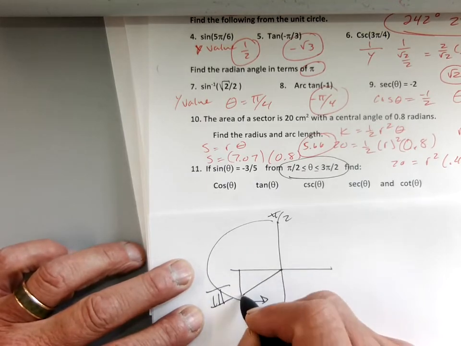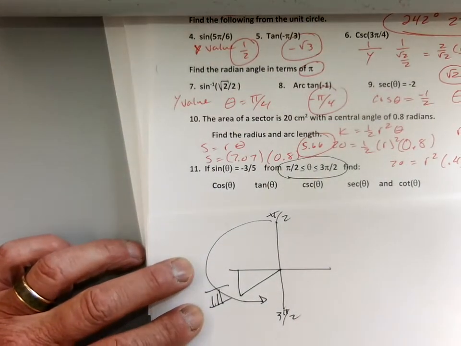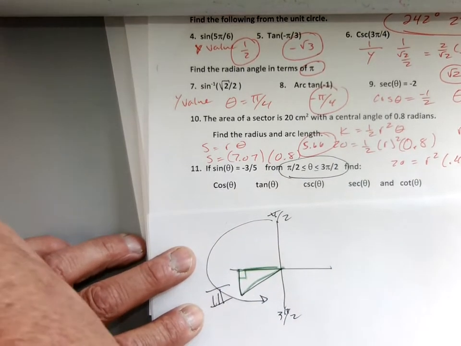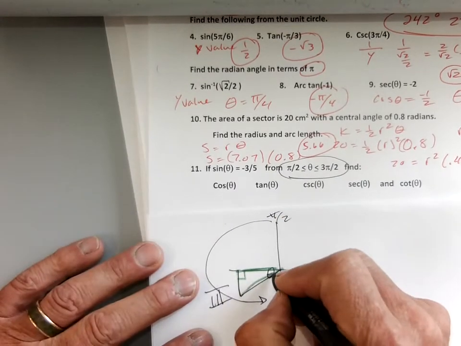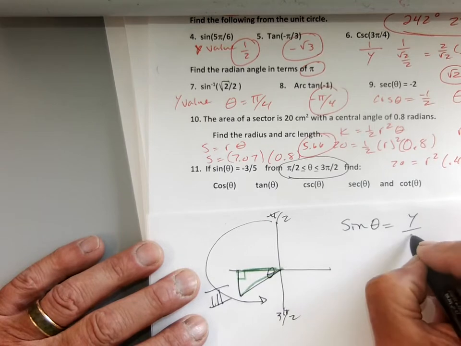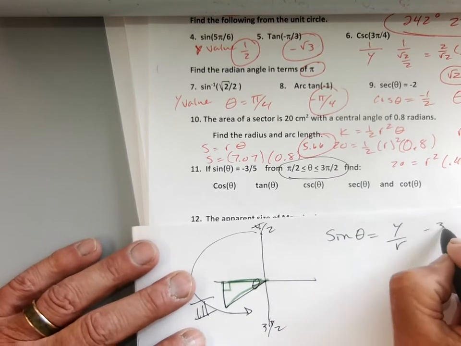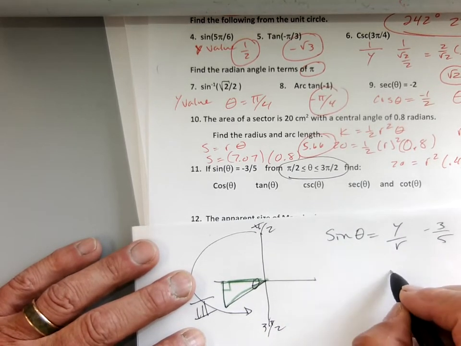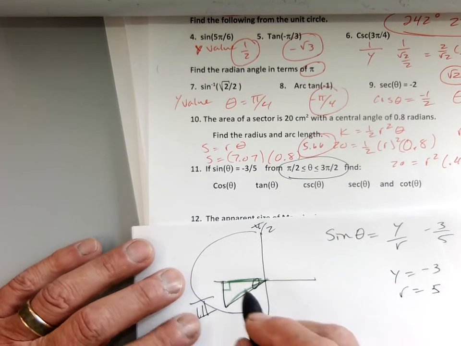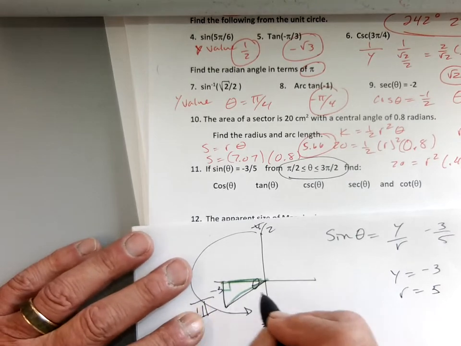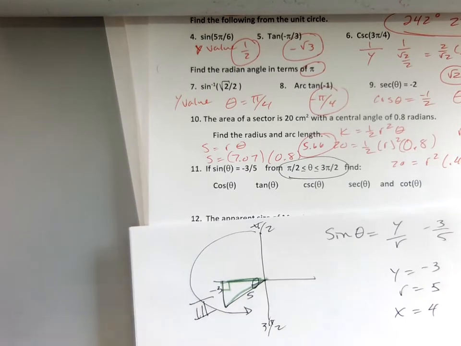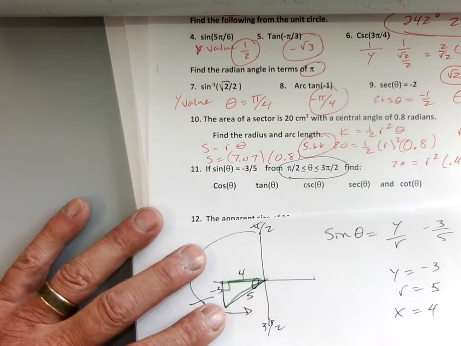So my triangle is in quadrant 3. Let me just draw a triangle. I'll use a different color. Okay, here's my triangle. It has to be in quadrant 3. Here is theta. Now, what do we know? Sine of any angle is the y value over the r. So I know the y value is -3 and the radius is 5. And of course, hopefully everybody knows then the x has to be 4, because it's a 3, 4, 5 right triangle. Okay, awesome. Now we've got it.